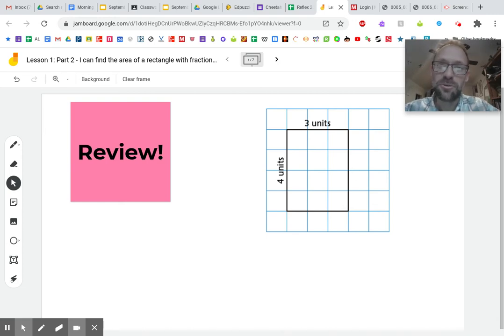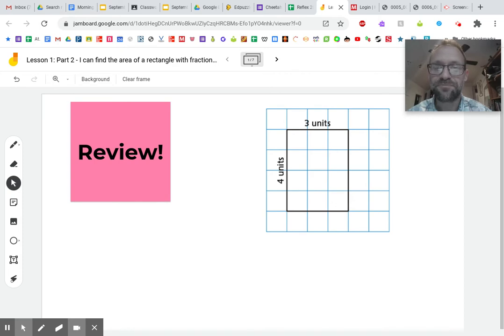Hello, welcome to Lesson 1, Part 2. Today's learning target is: I can find the area of a rectangle with fractional side lengths. So we're going to build on yesterday's lesson about finding the area of a rectangle by adding to that rectangle side lengths that include a fraction, such as 3½. Okay, so we'll start by reviewing yesterday's lesson.